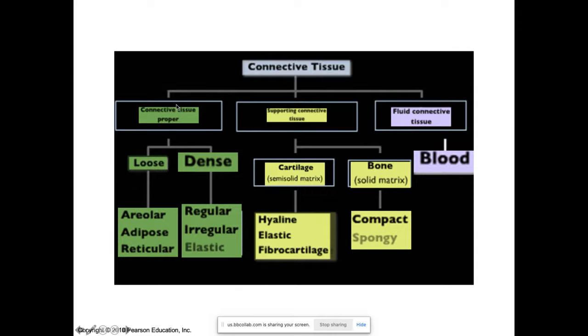Then there's another, you can keep breaking this down, but this is very linear as to what we covered before. When we looked at connective tissue, we said there was connective tissue proper, supporting, and fluid. Fluid is blood. Supporting is cartilage and bone. When we did bone, we talked about compact versus spongy. Cartilage was hyaline, elastic, and fibrocartilage. Under connective tissue proper was loose and dense. Dense was regular, irregular, and elastic. Loose is areolar, adipose, and reticular.